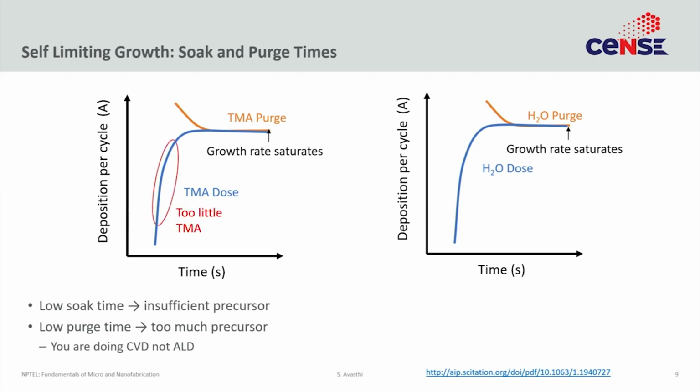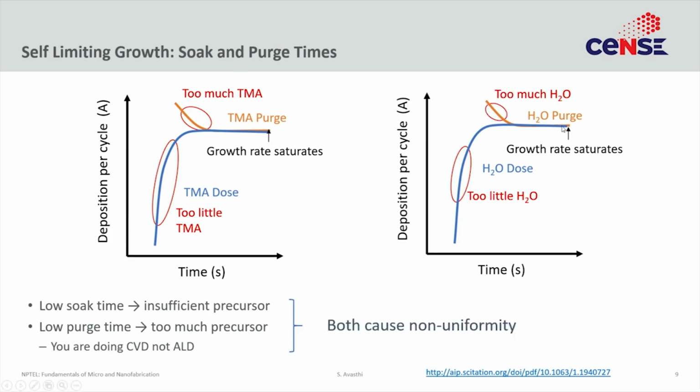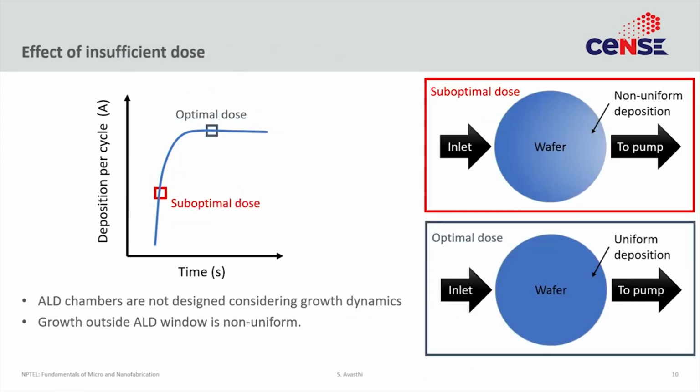So what is happening here? Too little TMA. What is happening here? Too much TMA. You don't want to be here. What is happening here? Too little water. What is happening here? Too much water. You don't want to be in these cases. You always want to be in the case where the growth saturates. Okay. Now what happens if you are in these red regions? Well, if you are in the red regions, you will often get non-uniformity, and let's talk about that a minute.